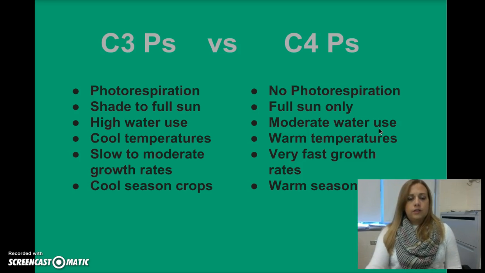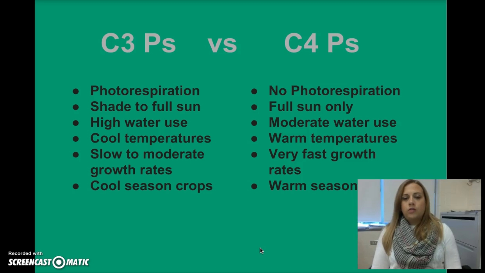C3, let's look at a few of these together. Here you're going to see it can be shade to full sun, a lot of water available because there's going to be high water use, cooler temperatures, slower growing plants, and tend to be cool season crops. When you look at the C4, you've got full sun, only moderate water use, warm temperatures, very fast growing, warm season crops, and so that aligns with some of the examples that I gave you.